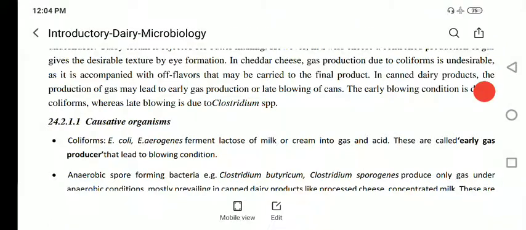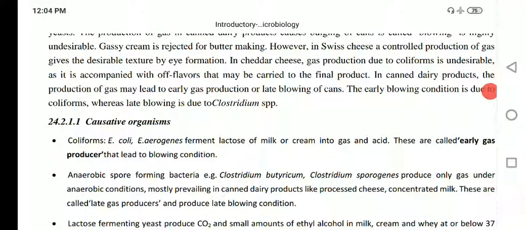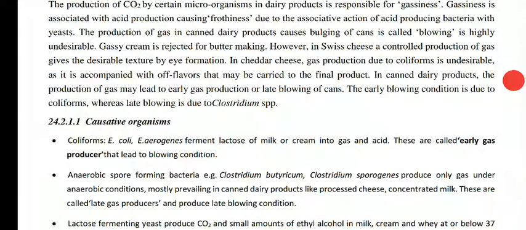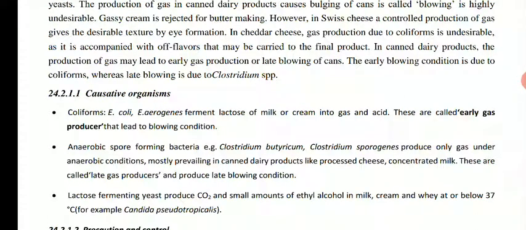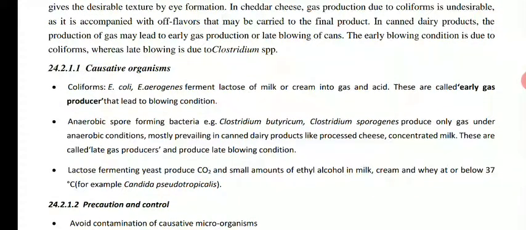In canned dairy product, the production of gas may lead to early blowing or late blowing of cans. The early blowing condition is due to coliforms, whereas late blowing is due to Clostridium species. Both these species are responsible for production of gas and bulging of cans in canned foods, and the main causative organisms for this gas production abnormality in fermentation include the coliform group, and that coliform group includes E.